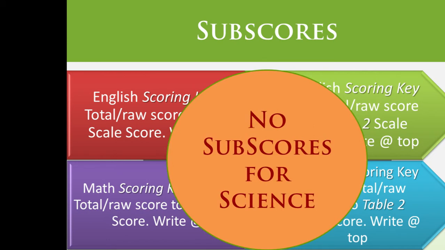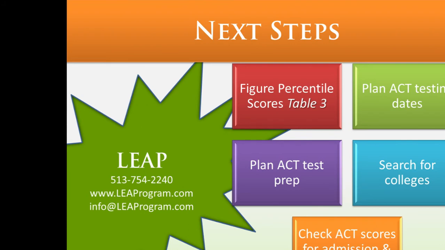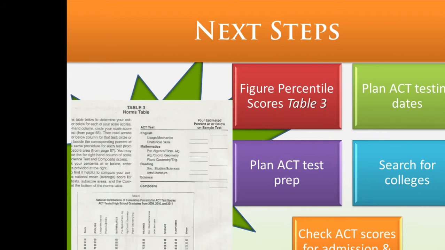So what are your next steps now that you've determined it? We also would encourage you on your own, since you're very adept at this now, to go ahead and use Table 3 and figure out your national percentile score. The 50th percentile on an ACT is currently around a 21, so that gives you an idea. Your exact percentile score can be found using tables 1, 2, and 3 together.